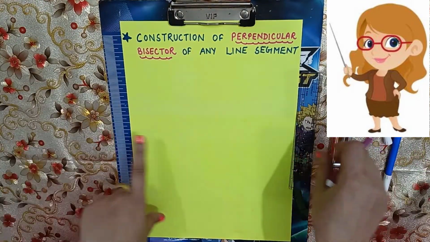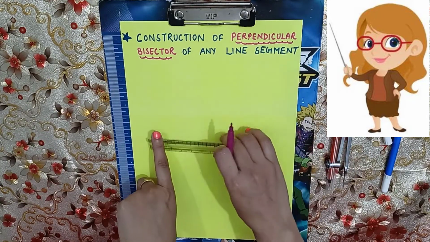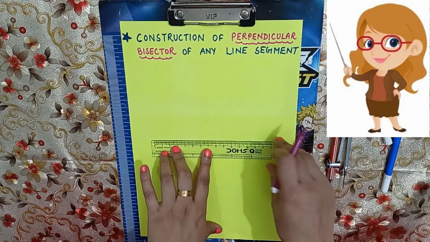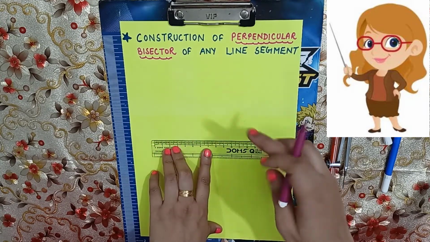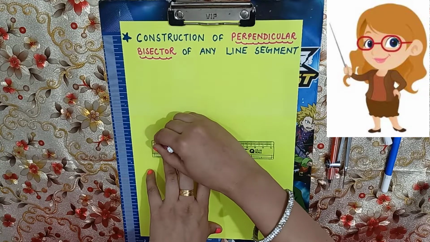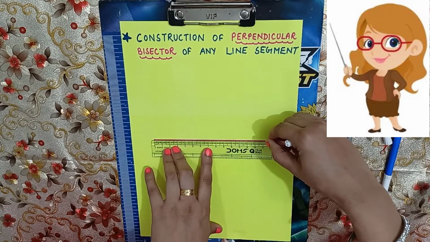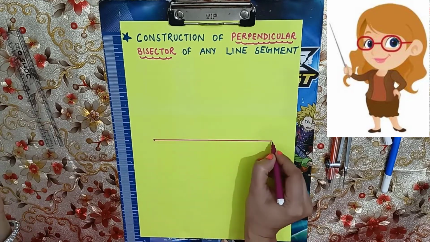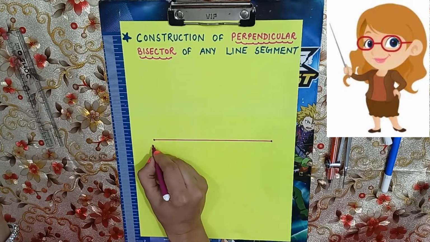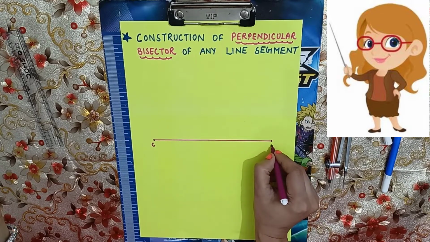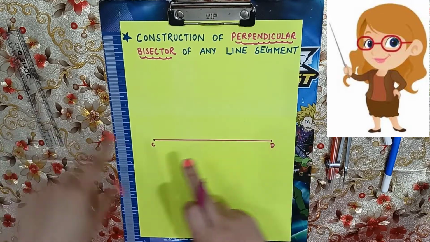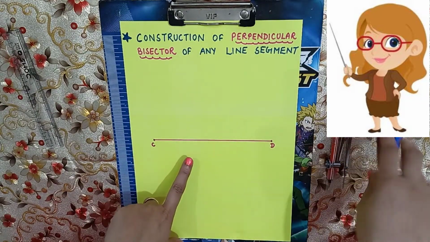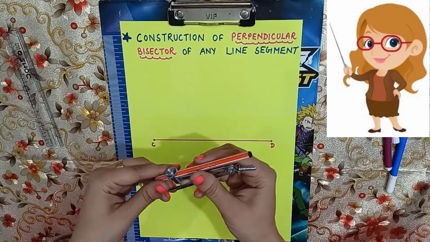So for this, first of all, I am drawing a line segment whose length is 15 centimeter. So from 0 we will start till 15. So let's draw it. This is 15 centimeter. Now put the dots on both the sides. Let's name it CD. Now we have to draw the perpendicular bisector of this given line segment. For this we will use compass.